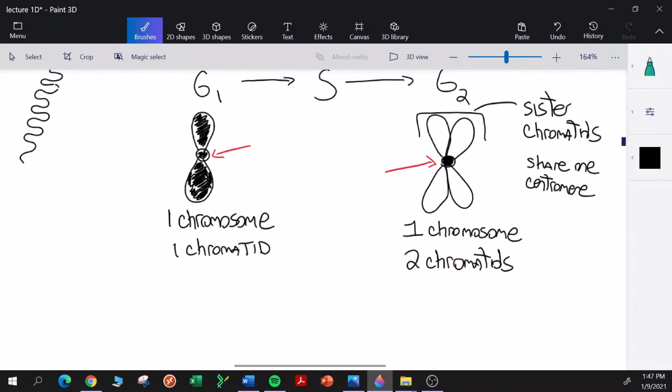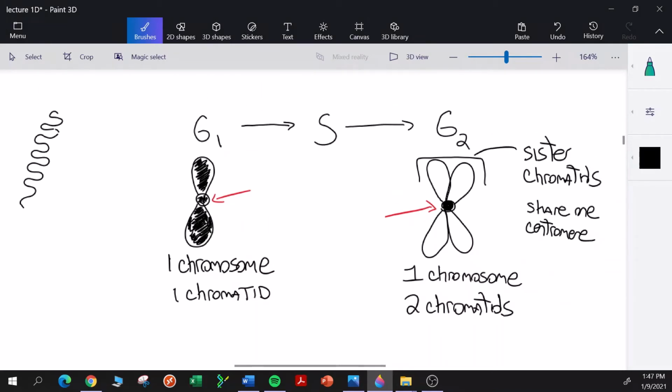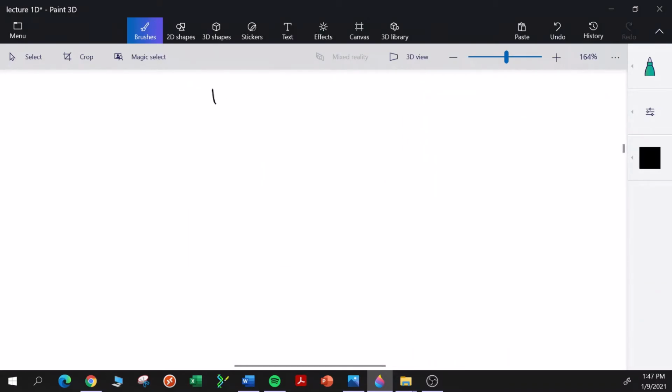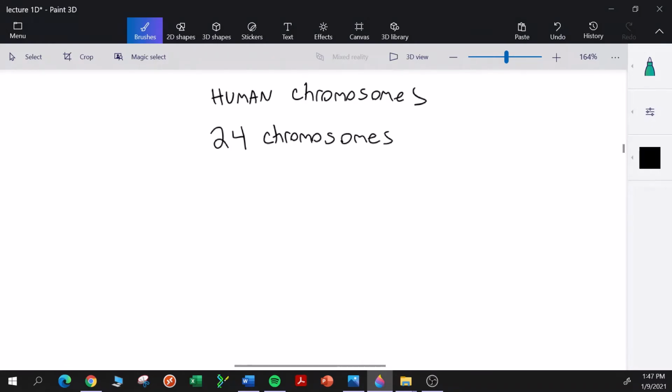Okay, so now that we know what chromatids are and sister chromatids, and what the diagram of a chromosome that has already passed through S phase and now is in G2 should look like, we can talk a little bit about human chromosomes. So how many different human chromosomes are there? I'm going to say there are 24 different chromosomes. And some of you might be thinking, wait, humans have 46 chromosomes, right?